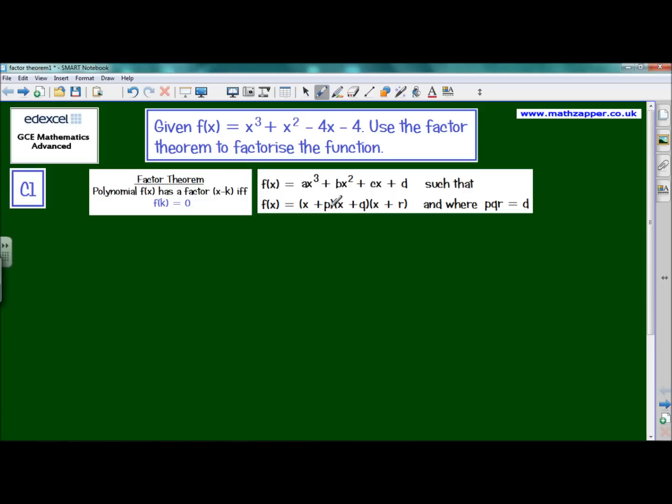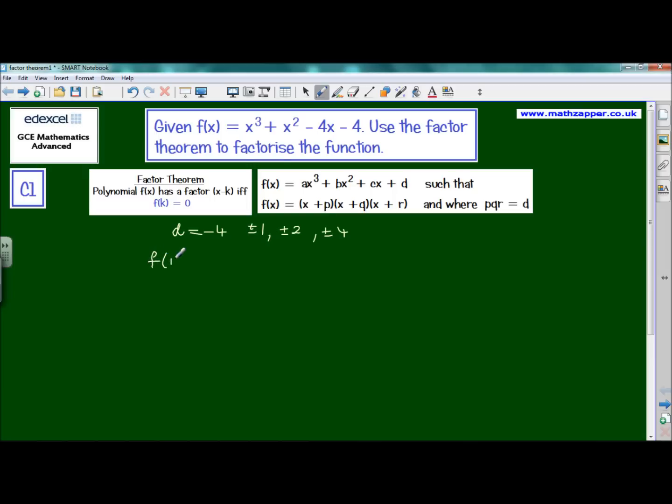So look at p, q and r, multiply them together, they've got to equal d. And in this case, d is equal to minus 4. So what we have to do is just plug in the values of factors of minus 4. Now they are plus or minus 1, plus or minus 2, or plus or minus 4. We don't have to try any other numbers except for those 6, as it turns out. So let's start with f of 1.